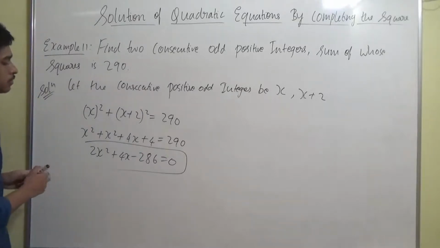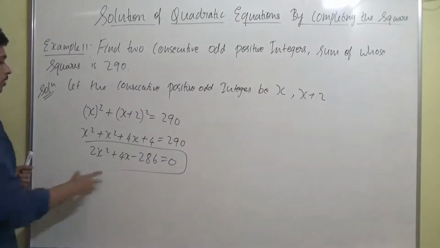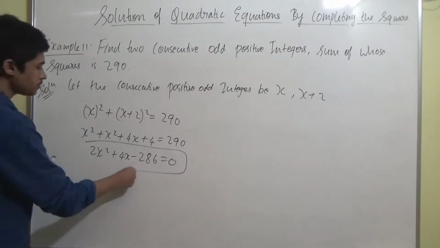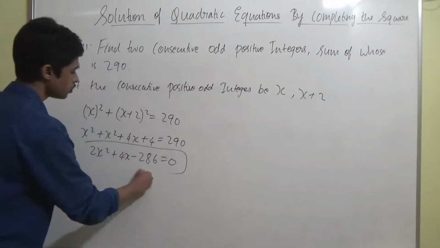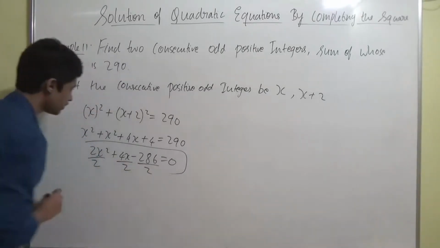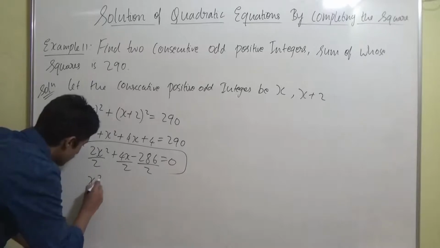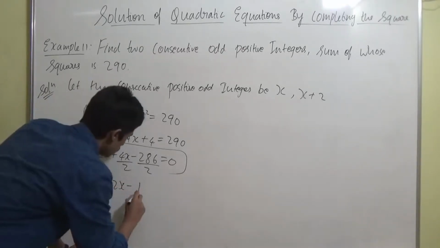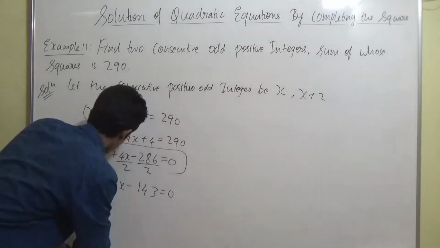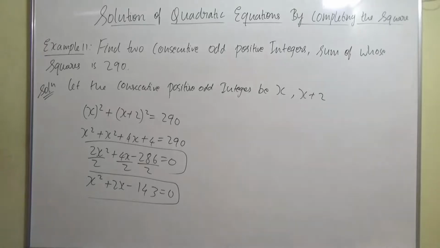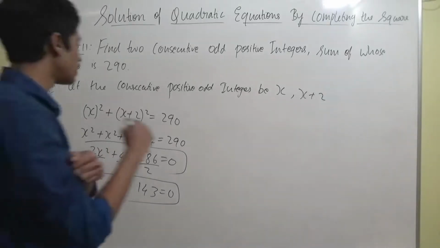Can we further simplify this? No, because it can't be divided by 4. I think we can divide by at least 2. Okay, we'll divide the entire equation by 2 to simplify this. If we divide the entire equation by 2, we'll be left with x squared plus 2x minus 143 equal to 0. So this is the equation, guys. This is the quadratic equation.